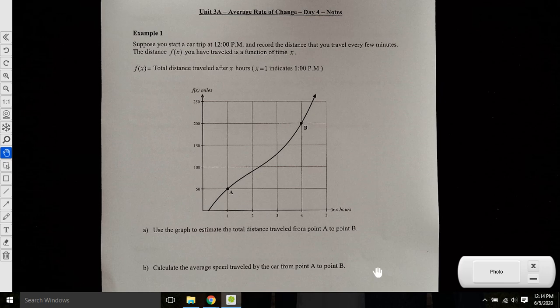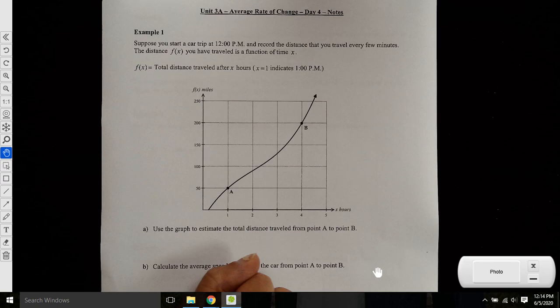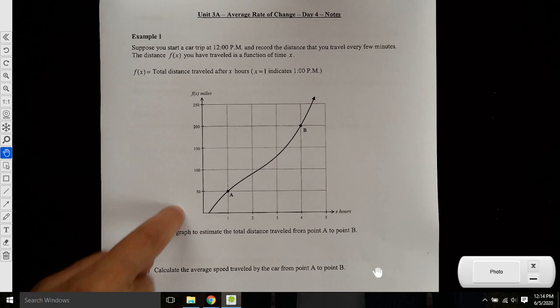So this page here is going to go over the concept, and then we're going to do some notes, and then we're going to do a couple of examples. So example 1, suppose you start a car trip at 12 o'clock p.m. and record the distance that you traveled every few minutes. The distance, f of x, you traveled is a function of time x. So here is our time, 1, 2, 3, 4, 5 hours, and then you have your distance here.